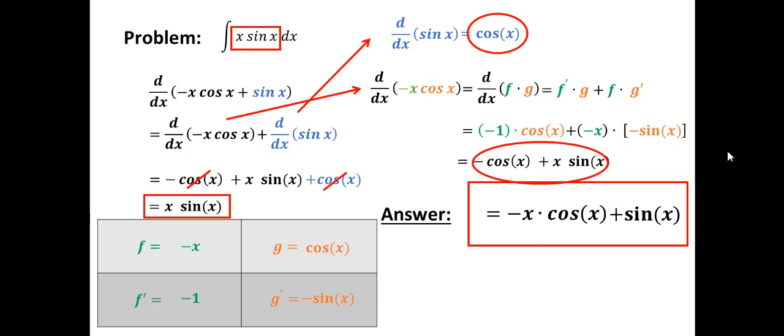And I hope this helps you to see how the product rule sort of undoes integration by parts, or how integration by parts undoes the product rule. They have this sort of inverse relationship, not too dissimilar from the relationship between integration and differentiation, how each of those processes undoes the other.